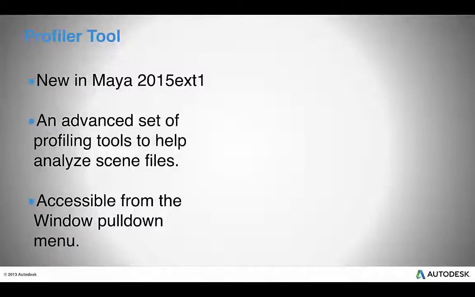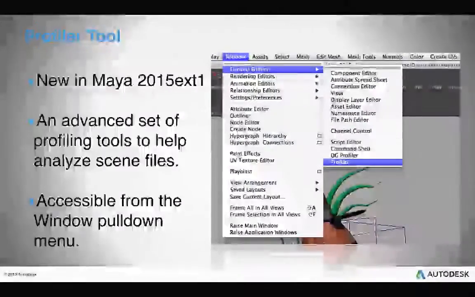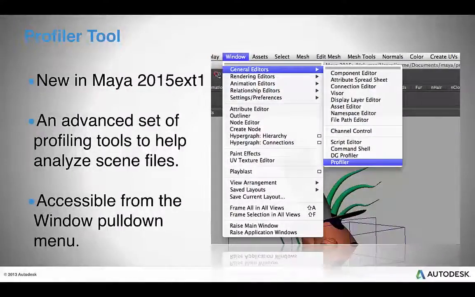This is accessible from the window pull-down menu, and it is not a plugin. It's built right into the system. So it works a little bit better in the fact that it's integrated tightly with the operating core of what Maya is. Again, it's available to you under the Window, General Editors, Profiler, right underneath the DG Profiler option that we've talked about earlier.